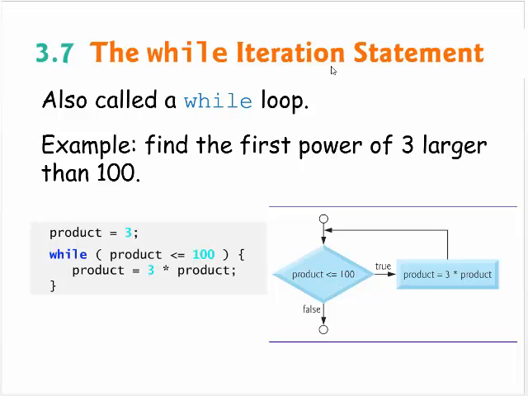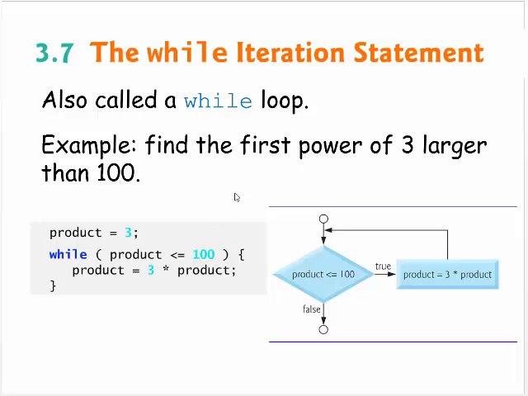So your next section in your textbook, section 3.7, is the while iteration statement. This is also called a while loop. We will actually cover 3 different types of loops, but this chapter is going to cover the while loop, and in the next chapter I think we get the do and for loops. They are different, but they can accomplish the same task, and you might use one over the other for various reasons that we will talk about.